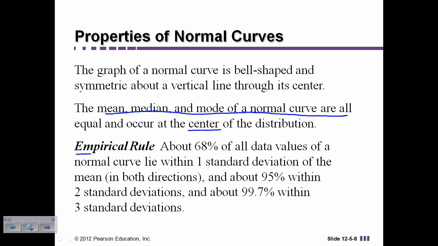The empirical rule, this is very important. These numbers are very important. 68% of all of the data values in a normal curve lie within one standard deviation of the mean in both directions.